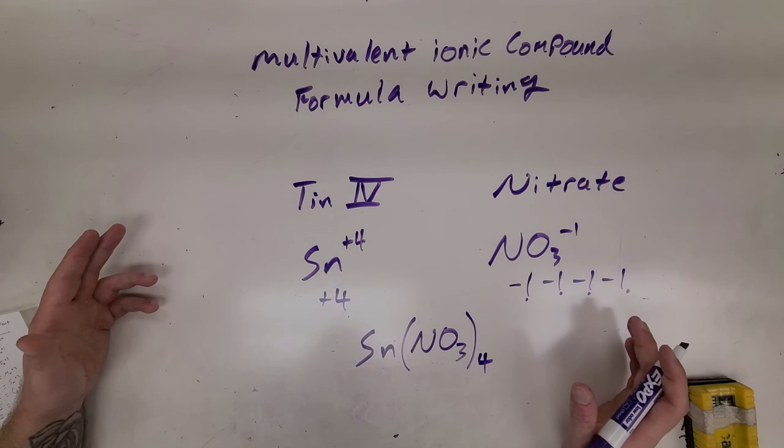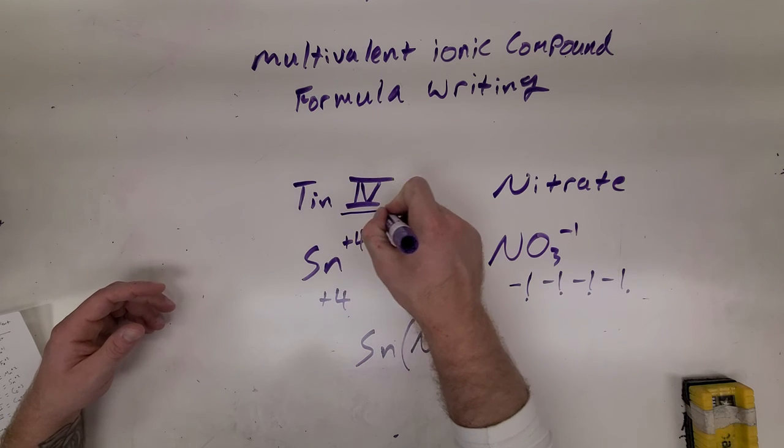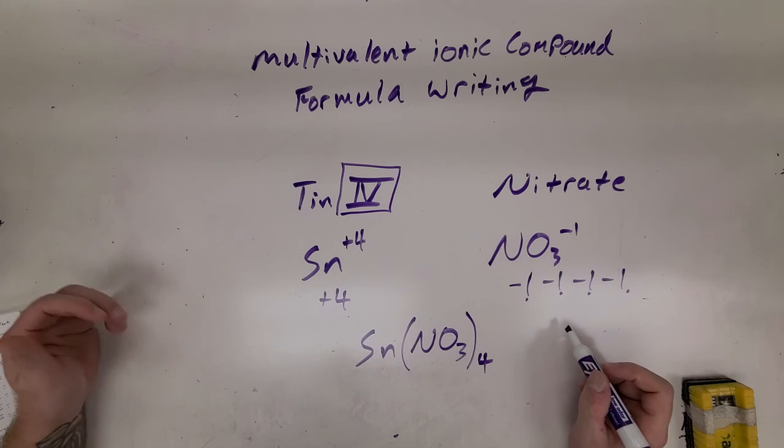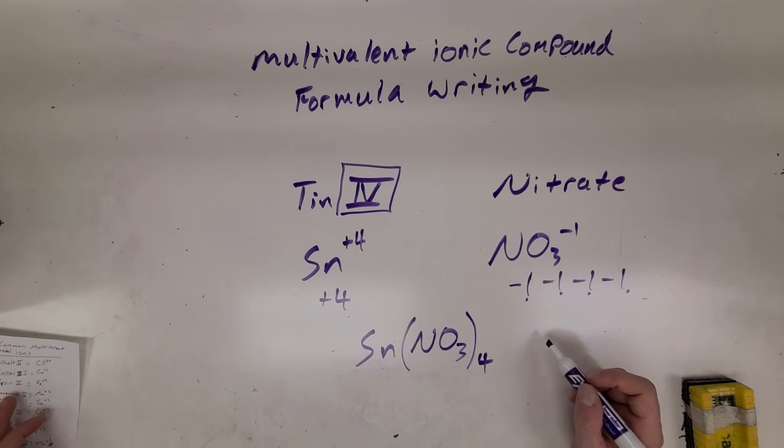That's it. That's the only wrinkle there, is you just got to be able to recognize that when you have a Roman numeral there, that's just telling you that that's what the charge is, and it'll usually be positive. At least if it's a metal, it's going to be positive.